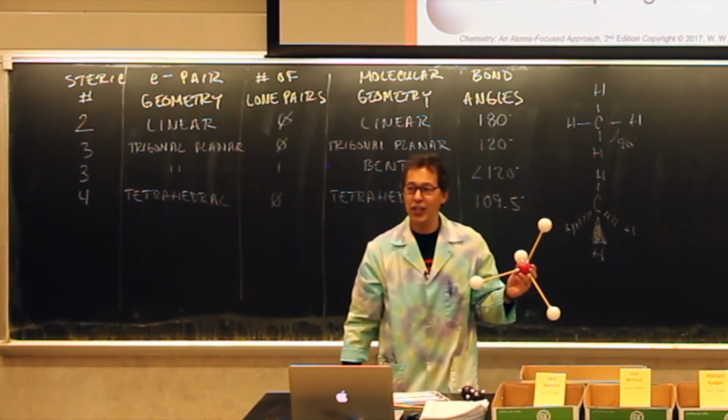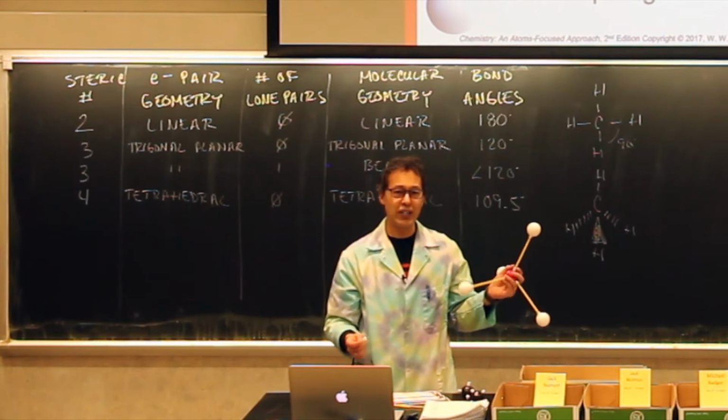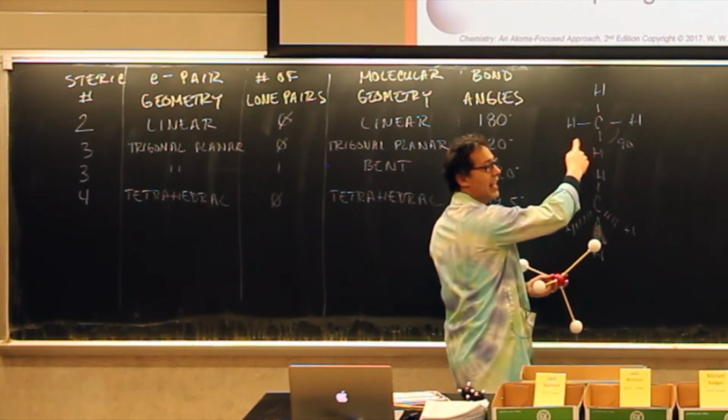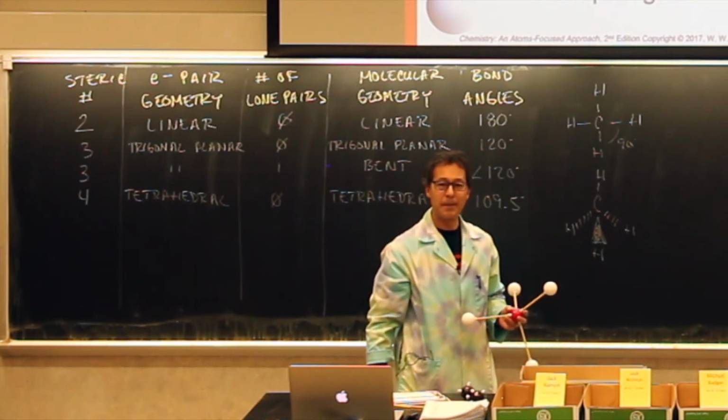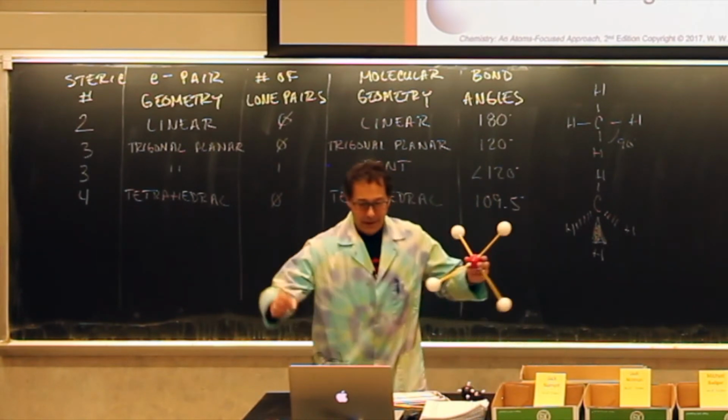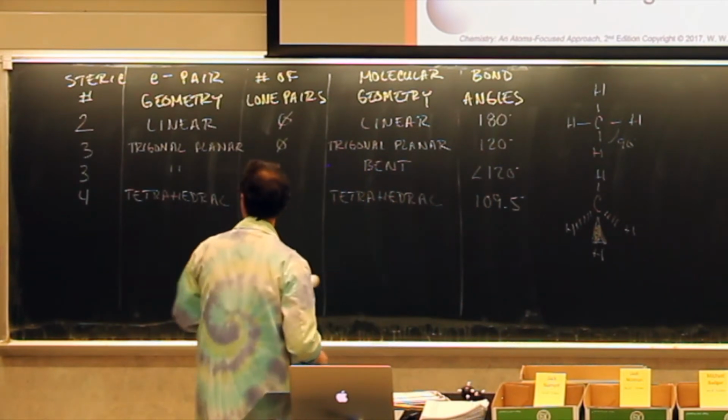So I can guarantee you at some point on a worksheet or a test, you're going to see something like this. And it's going to ask you, what is the bond angle? And if you put 90 degrees, you'd be wrong, because we're in 3-dimensional land now. Okay, all right. Now let's move on.